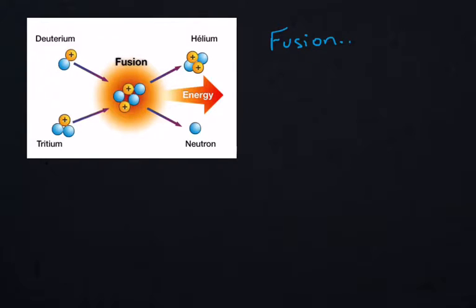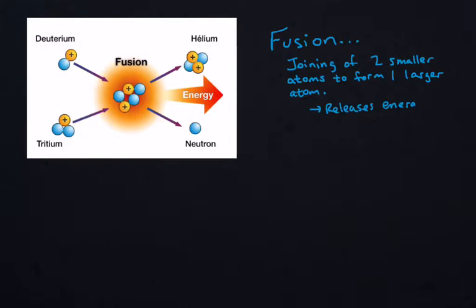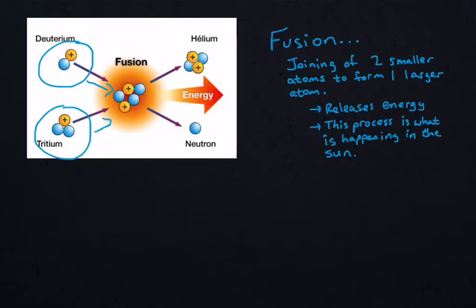This process is a little different. It's making one larger atom from 2 smaller atoms. When those 2 smaller atoms are joined, it releases lots of energy. This is the process that's happening inside of the sun. It's what produces the light and the heat that you feel from the sun. So let's look at a sample equation.